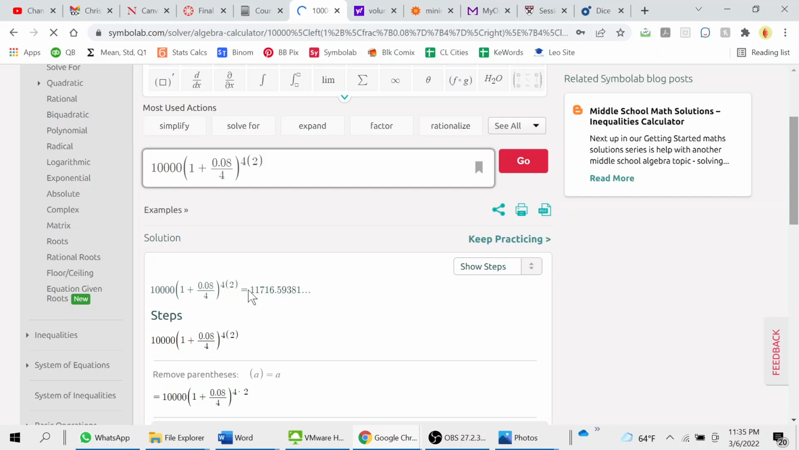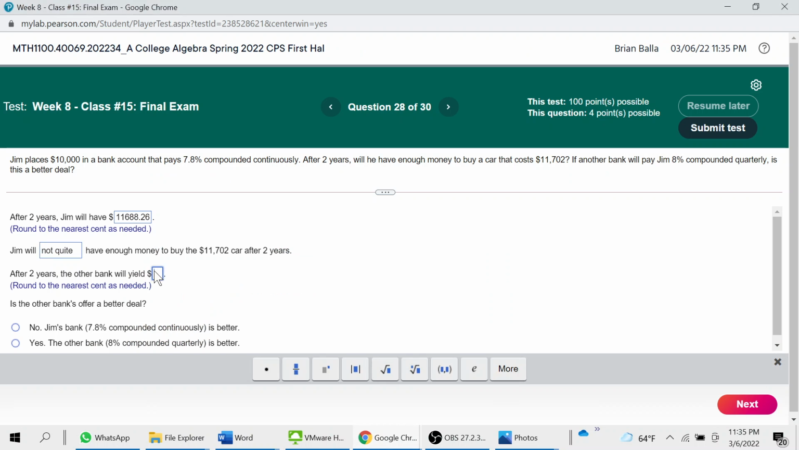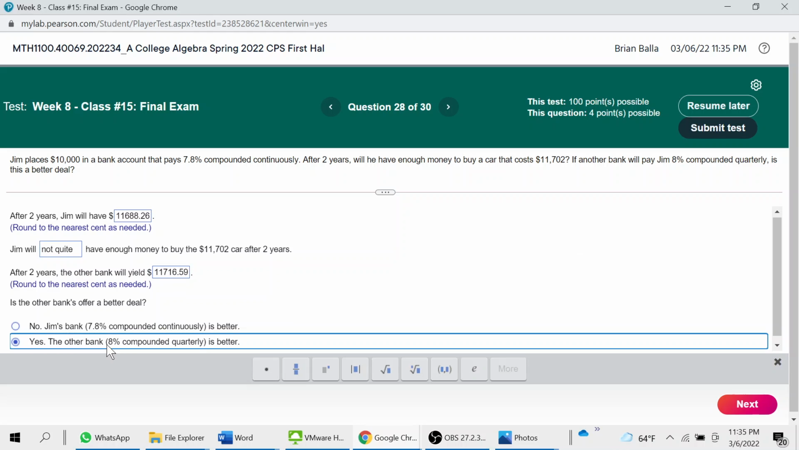11. Let me just copy this. Copy part of it. Good. There's a 3 after the 9, so that we round down. Okay. He will have enough money for the car. Okay, so in this case, the quarterly one is a better deal.